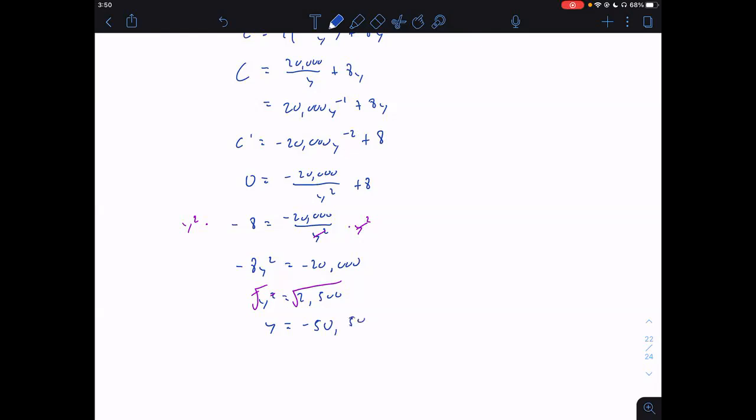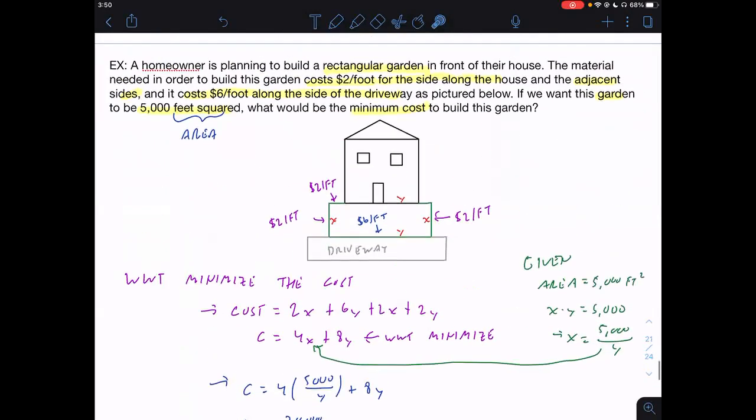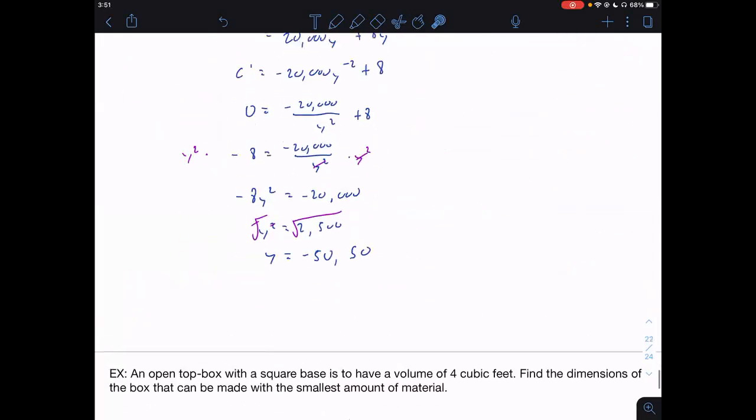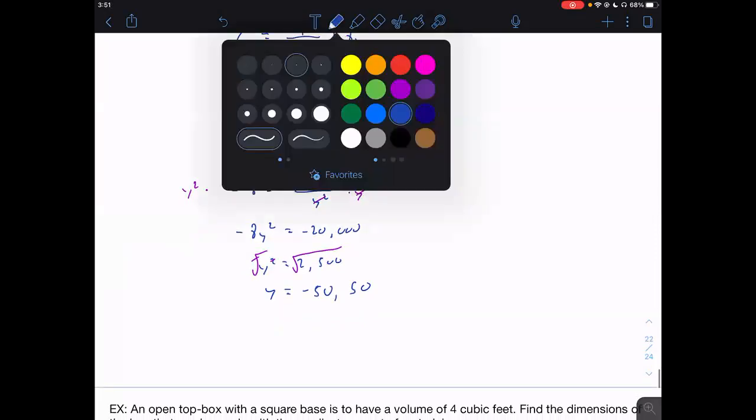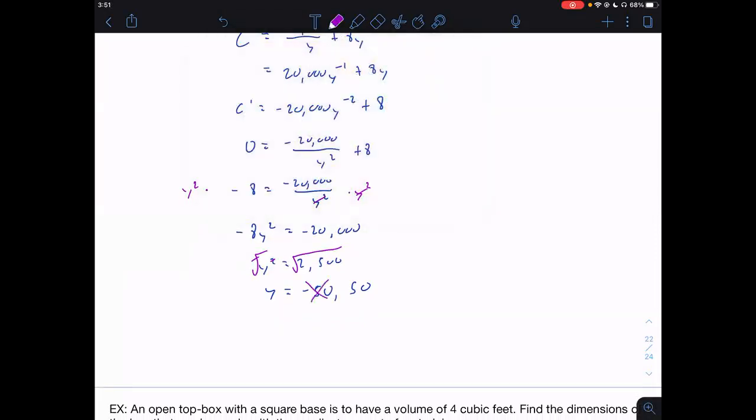When it comes to taking a square root in an equation, we have to consider the negative and positive root. So which one would it be? Well, let's look at the context of the problem. What are we looking for? The length of this side of the garden, the top and bottom side. Can length be a negative number? Length cannot be a negative number. So it cannot be negative 50, which means that y, the side of the top and the bottom, has to be 50 feet each.